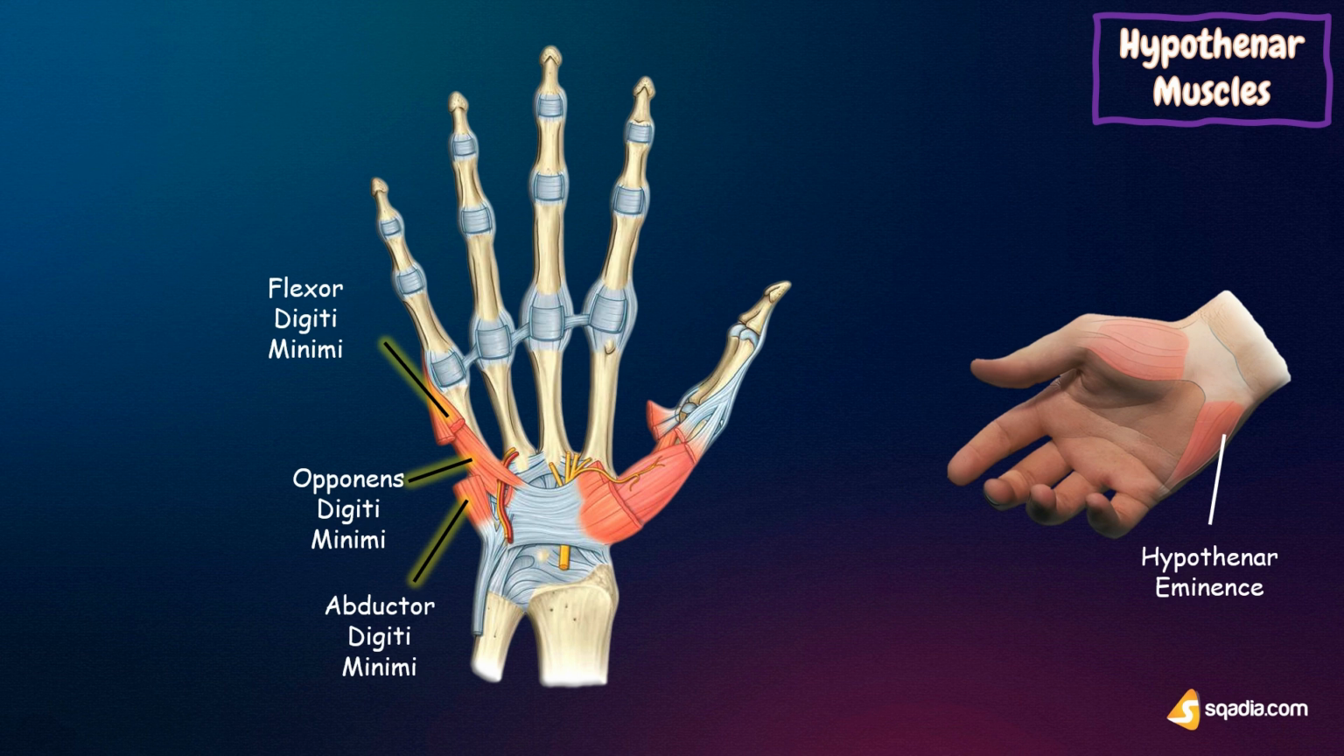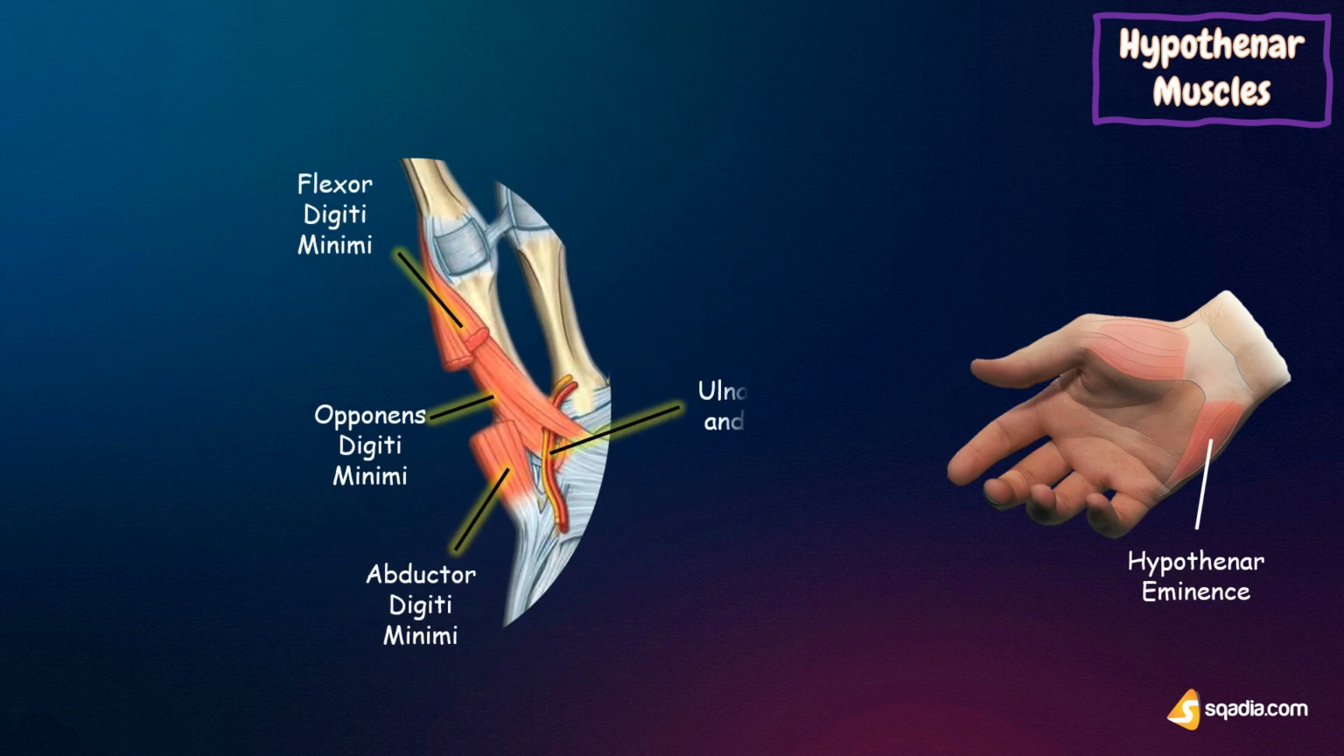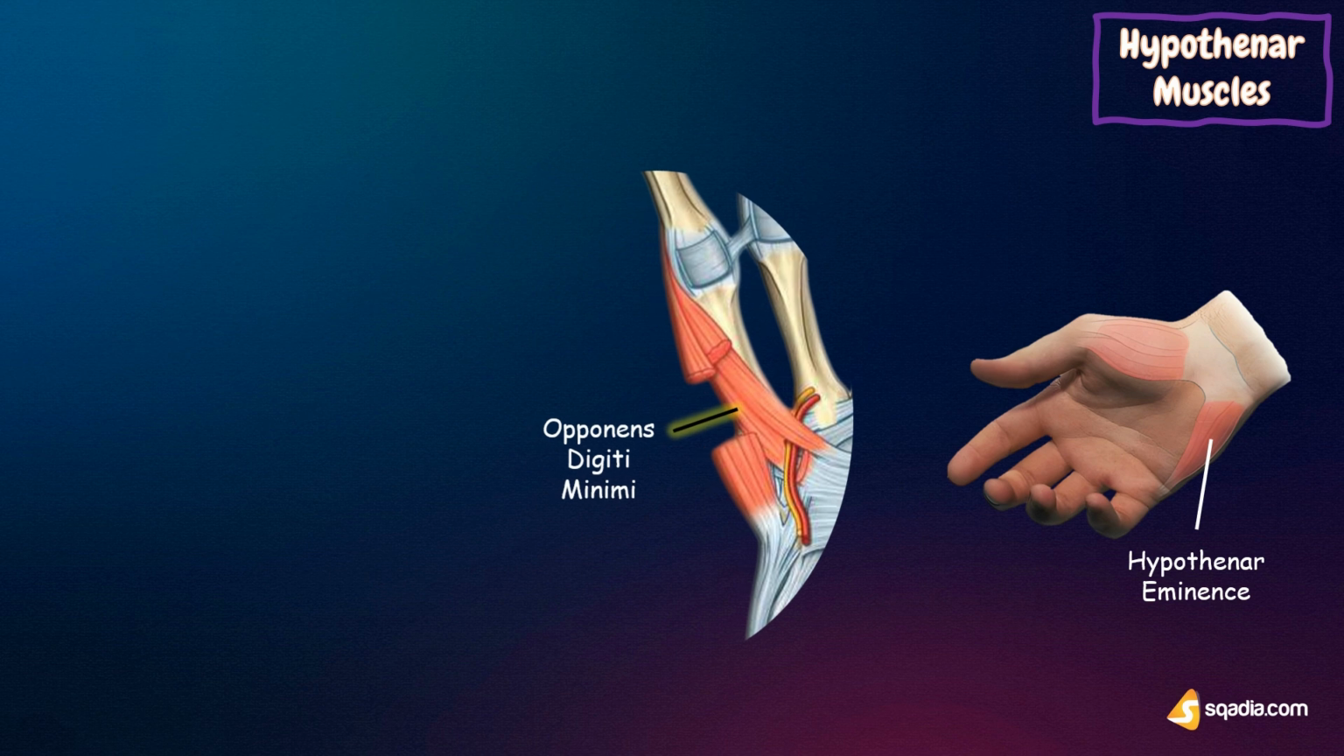The hypothenar muscles are like the thenar muscles in name and in organization. The major difference is that, unlike the thenar muscles, the hypothenar muscles are innervated by the deep branch of the ulnar nerve and not by the recurrent branch of the median nerve. Starting with the deeper muscles, let's go into some specifics regarding these muscles.